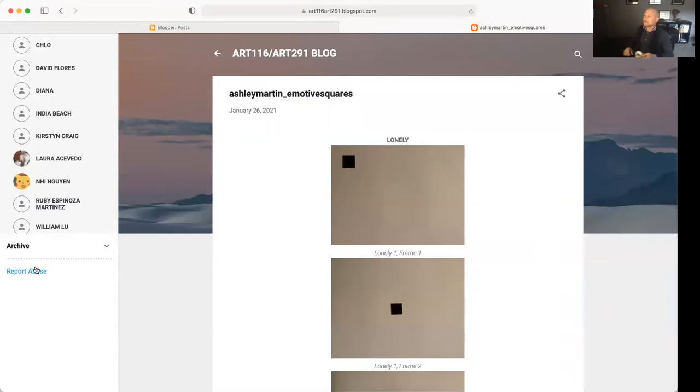22nd, and let's go ahead and screen share here and take a look at your emotive squares project and just give you some feedback.